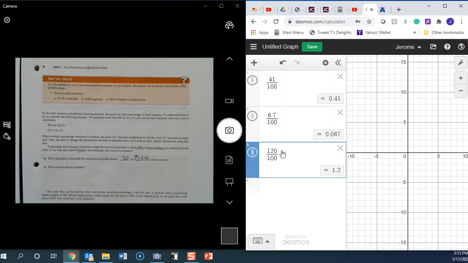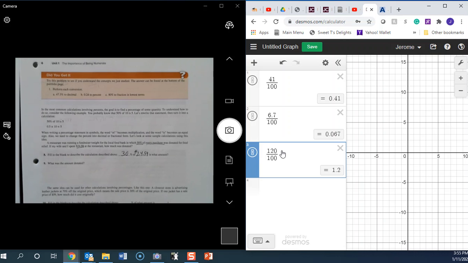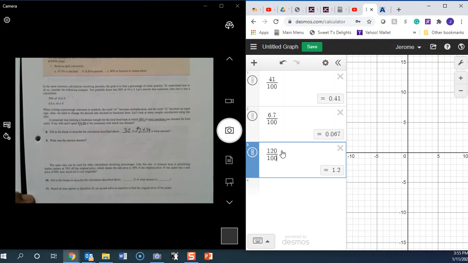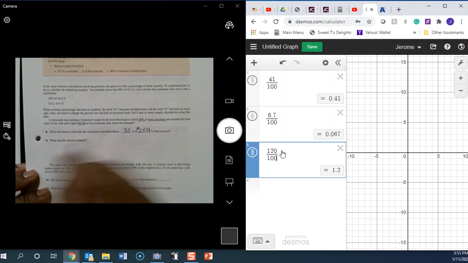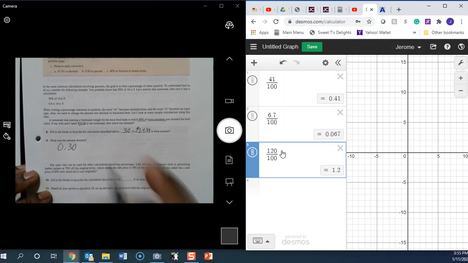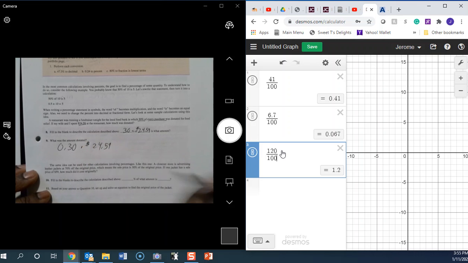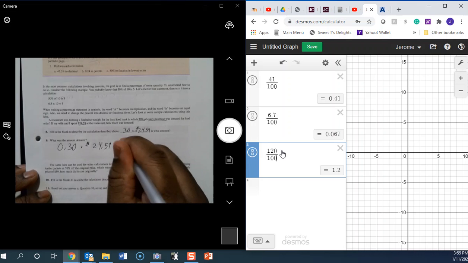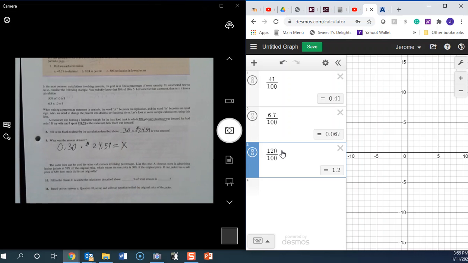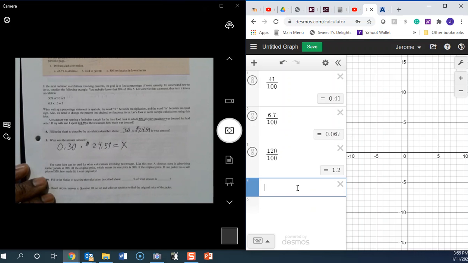Okay, so we look here at number 9. What was the amount donated? So we would change this into an algebraic problem. So this would be 30%. We have to change the percent to a decimal. So it'd be 0.30. Of means multiplication. And you have your $24.59. Is equal, and what amount is X? Now, when we multiply this here, we can put this in our calculator.